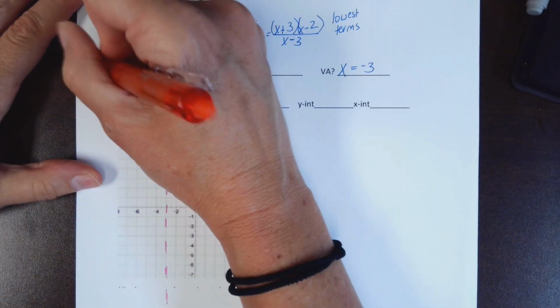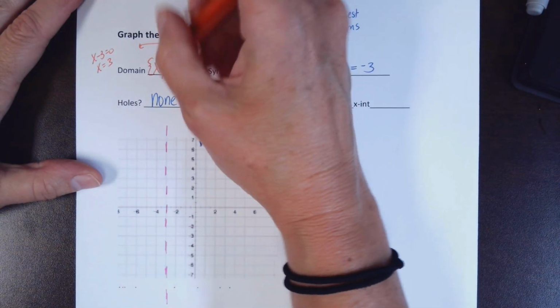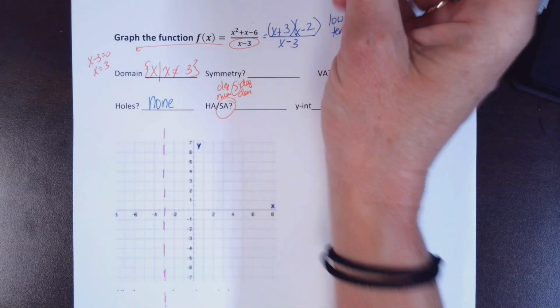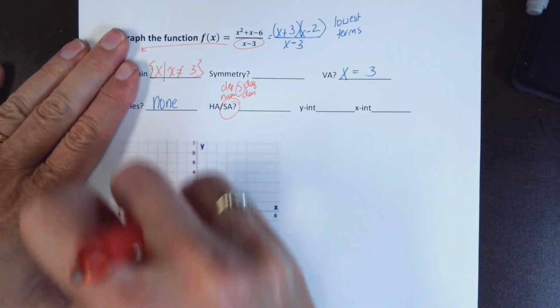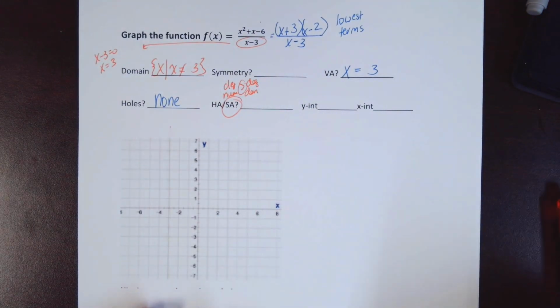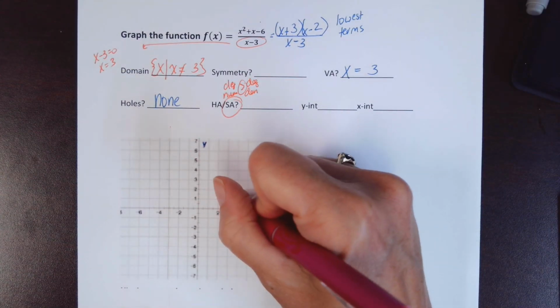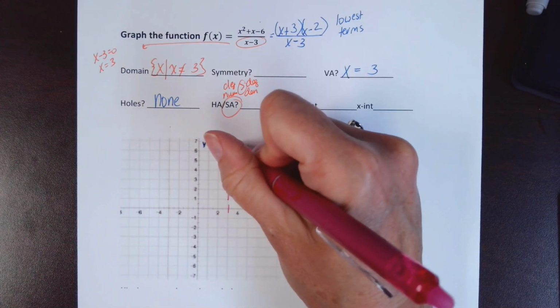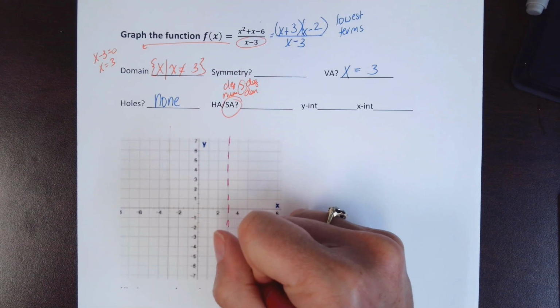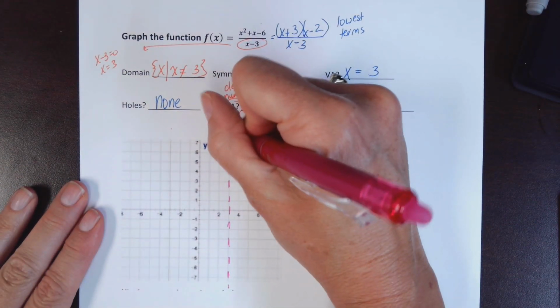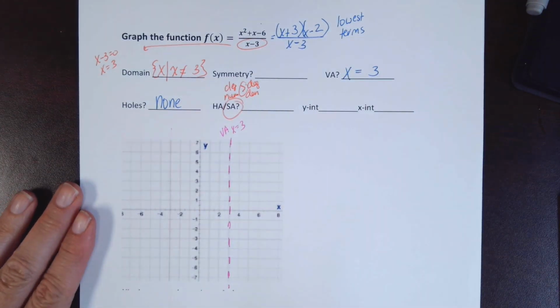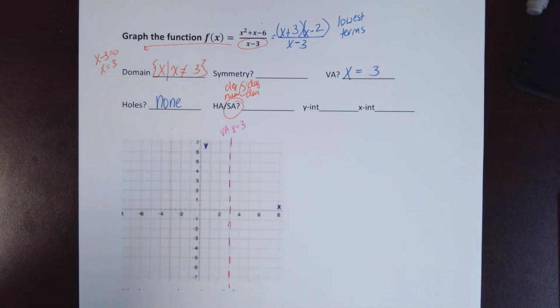When I set this equal to 0, that gives me a +3, not a -3. So +3 is what gets excluded. +3 is my vertical asymptote. So glad I caught that when I did. Everybody makes mistakes. When we are in class together, your job is to help me catch mine before everybody gets confused. Vertical asymptote at x equals +3.